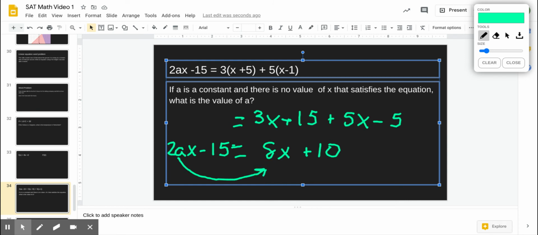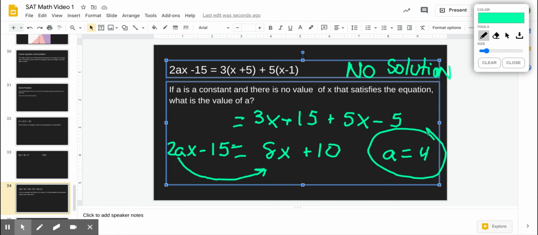So when a is 4, 4 times 2 is 8. They have the same slope. And if they have the same slope, then there is no solution. There's no solution when they have the same slope. And they have the same slope when a is 4. So if you want to study that for 1 second. Okay, close that out.